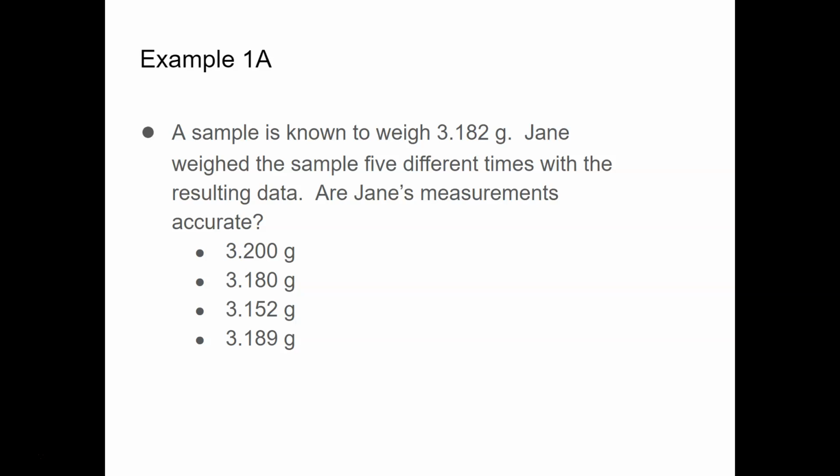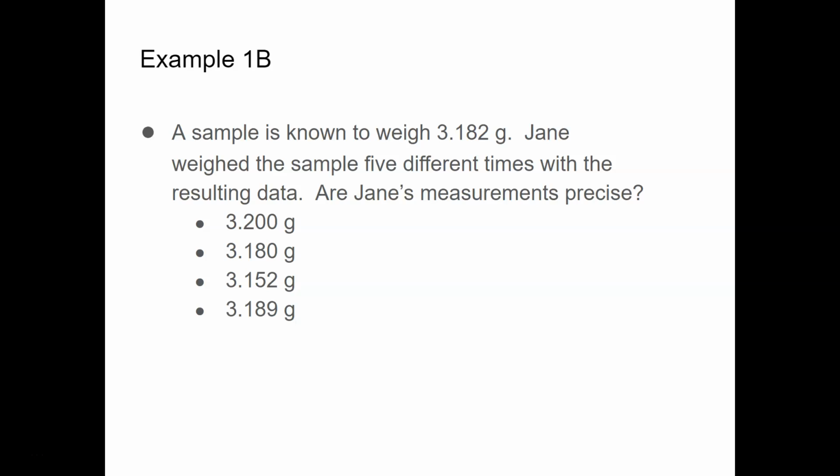So we take 3.180 minus 3.182, okay, divide that by 3.182 times 100, and we get 0.06%. So Jane's measurements are pretty accurate. The average comes out to be 0.06% in percent error away from the actual value. So that's pretty good. So the next question is, are Jane's measurements precise?